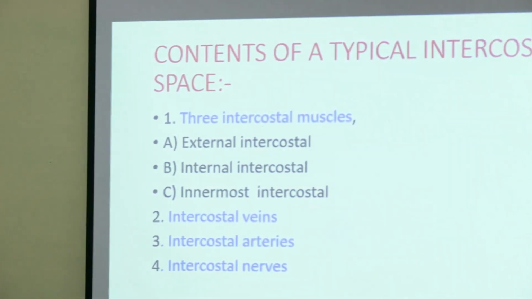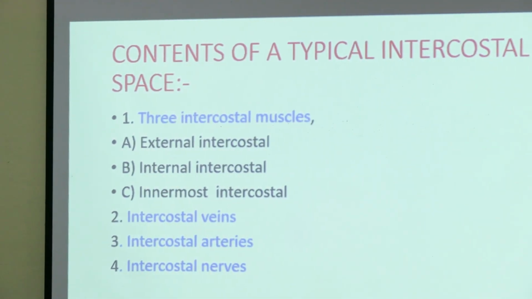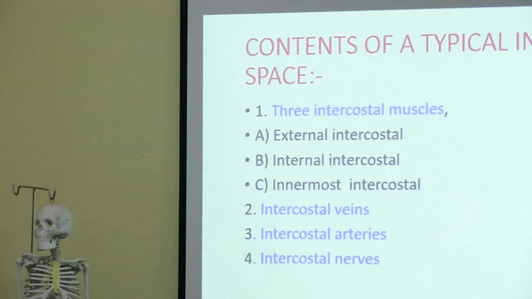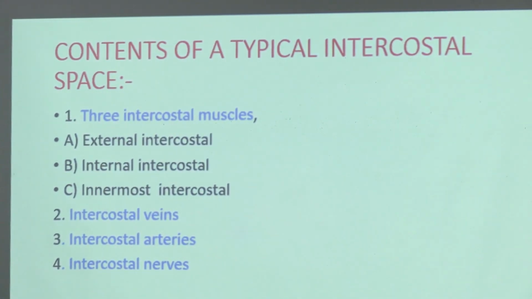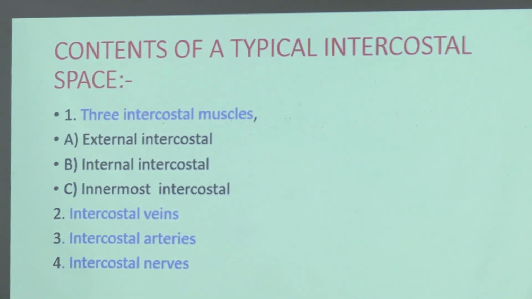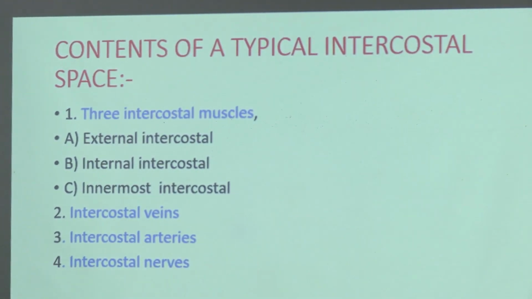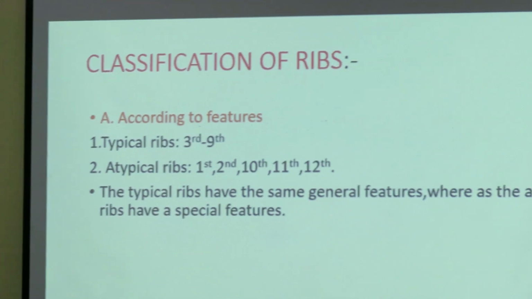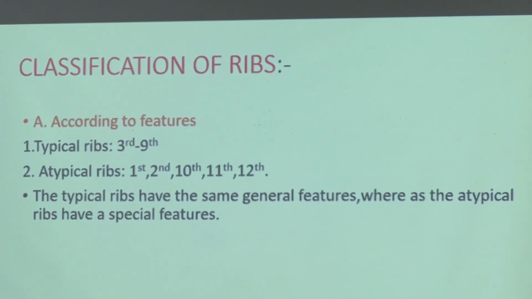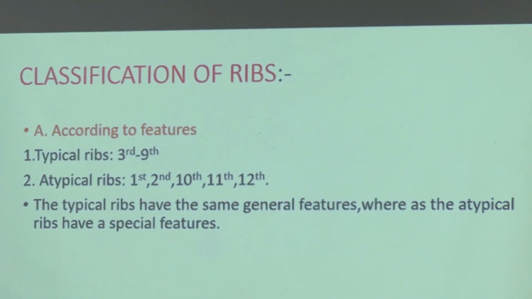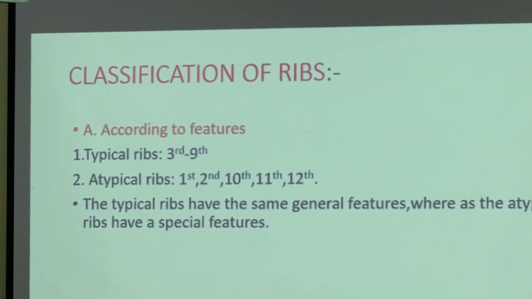Next, the contents of the typical intercostal space. So this is your typical intercostal space here. First is the external intercostal, then internal intercostal, then innermost intercostal. Then the VAN structures: intercostal vein, artery and nerve. Now the classification of the ribs. According to the features, they are typical and atypical.